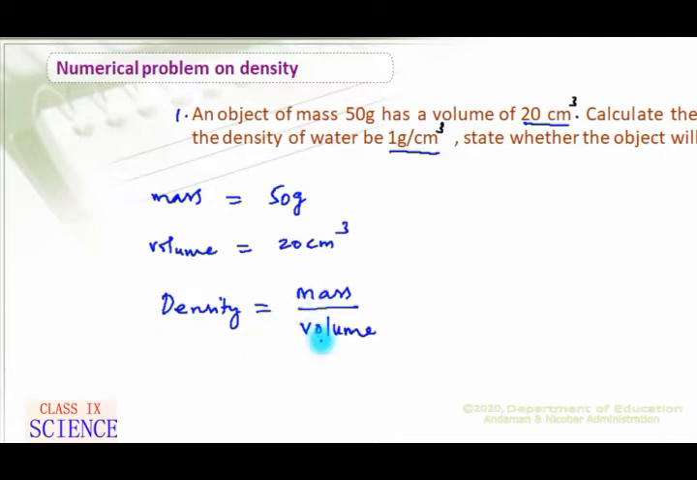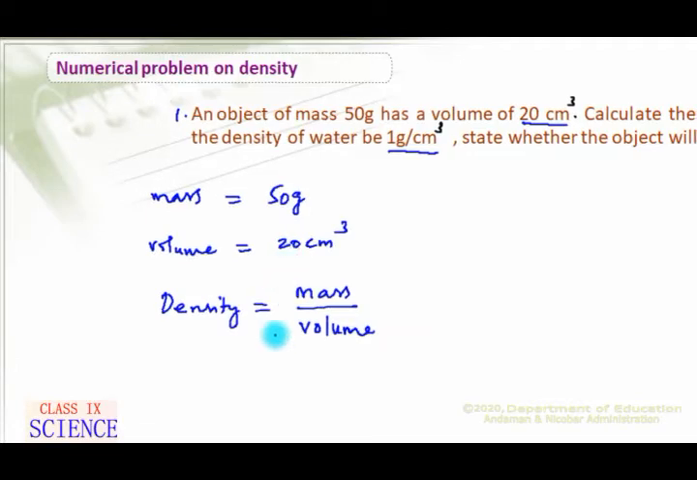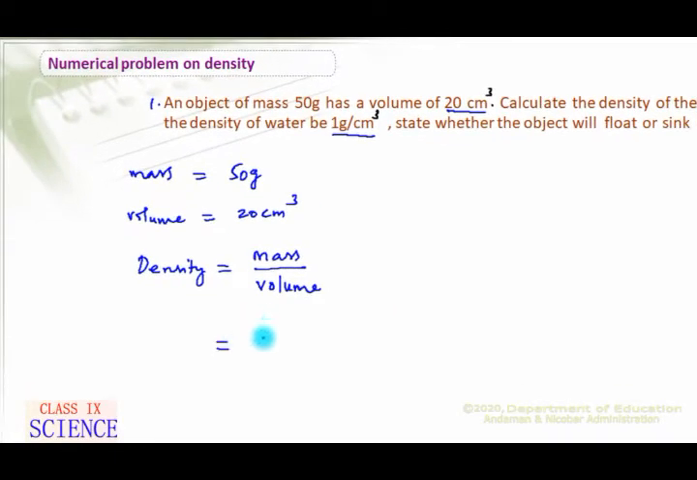So mass and volume are already given in the question. You just have to substitute the values. So mass is given as 50 gram divided by volume, which is given as 20, the 0 gets cancelled. So here we will get 2.5. Here the volume is in centimeter cube, right? So 2.5 gram per centimeter cube is the density of the object which is immersed in water.